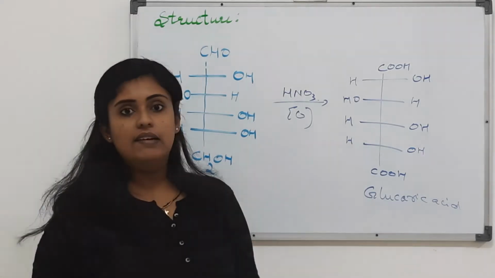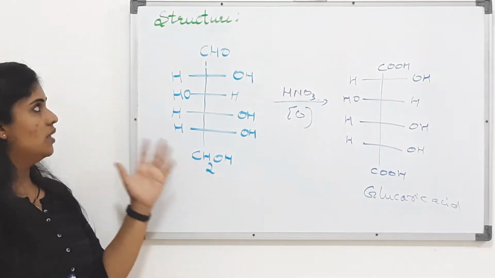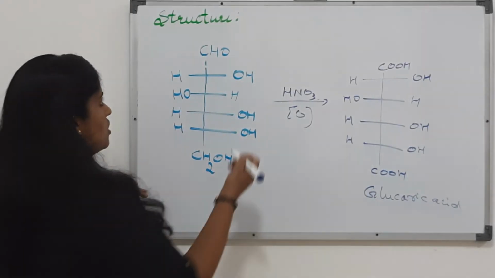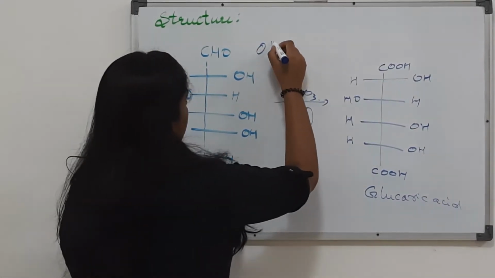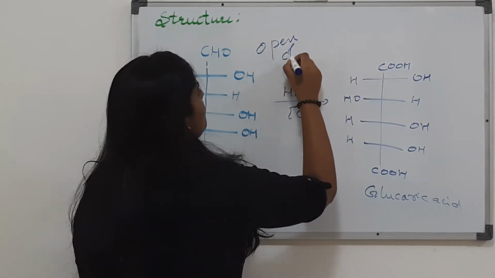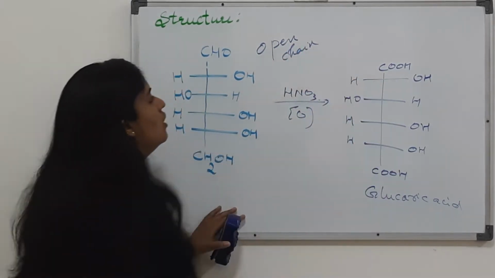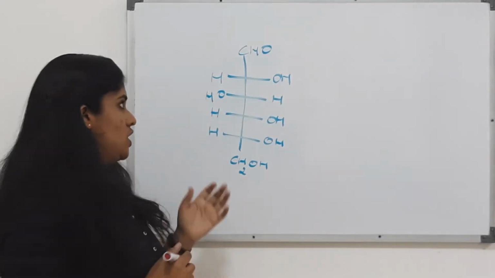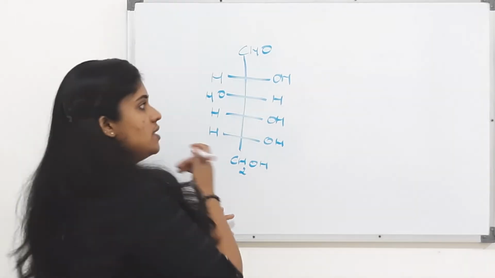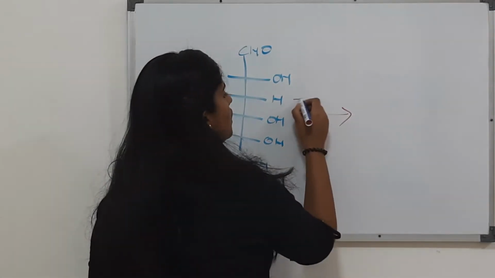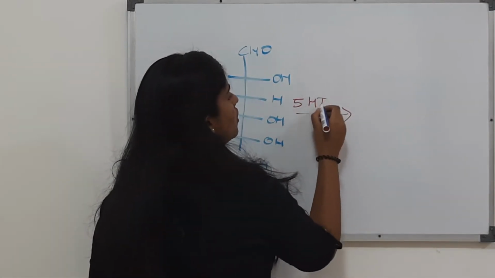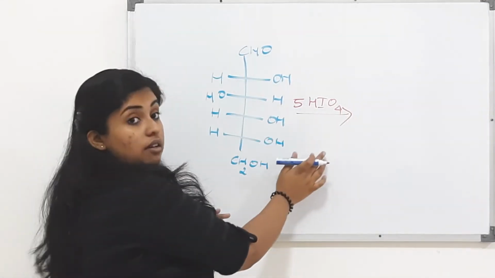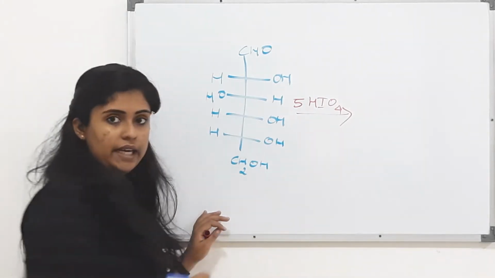So these were the several reactions that we learned, based on which we found the structure of glucose to be this. And the structure of glucose is the open chain structure. Okay, it's called the open chain structure of glucose. Fine. Finally, to confirm the structure of glucose, they treated it with 5 molecules of HIO4, which is periodic acid.